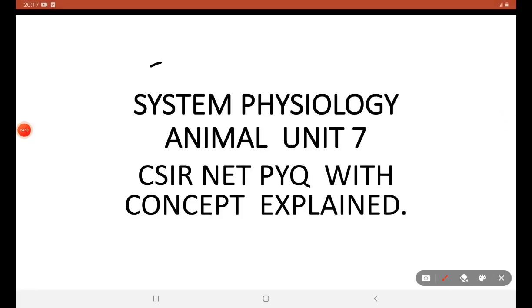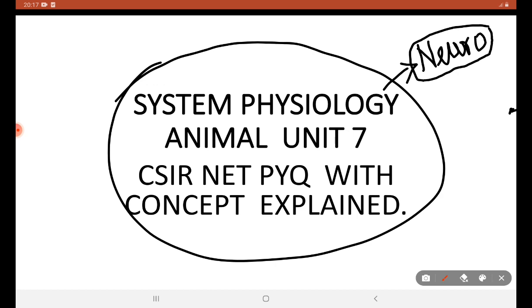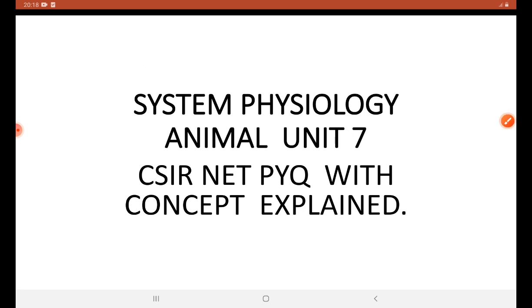Now the left topics. बाकी topics हैं. We should see in detail the neurotransmitters of the presynaptic ganglionic neuron. That thing is baki. Next thing we should speak about sensory fibers. Next we should see about baroreceptors. These three things are left.